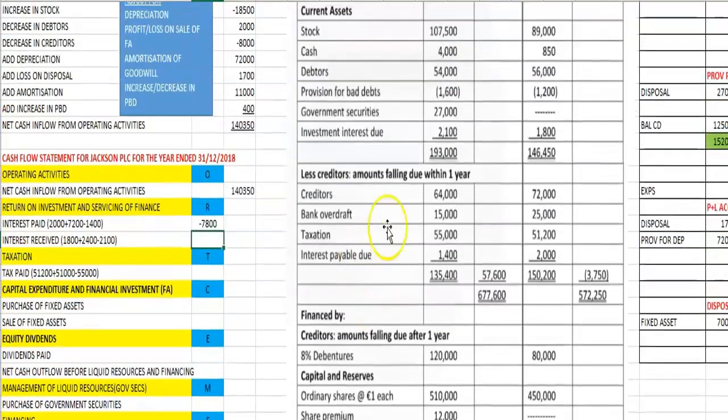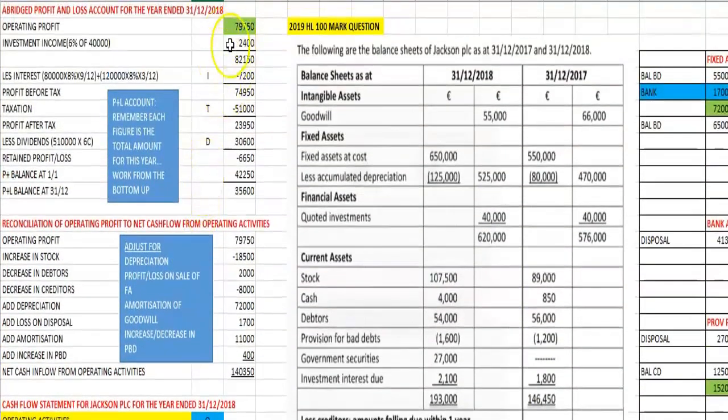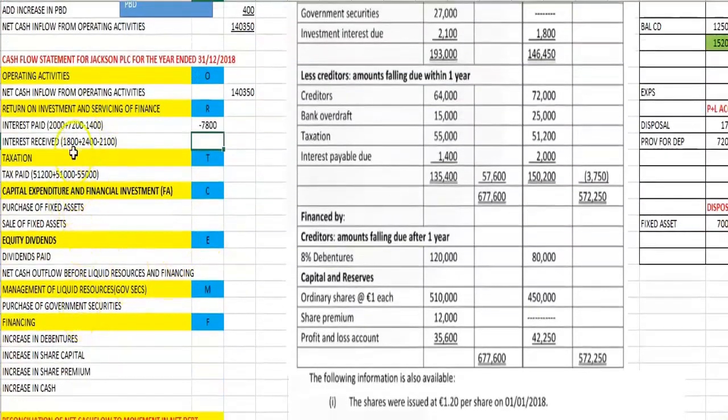We're told, first of all, if you have a look here in the balance sheet, that there's investment interest due to you of €1,800 at the beginning of the year. So at the beginning of the year, you're due to receive €1,800. Then this year's investment income amounts to €2,400. So if you add that on, that gives you a significant amount of investment interest. Now at the end of the year, there's only €2,100 investment interest still due to you.